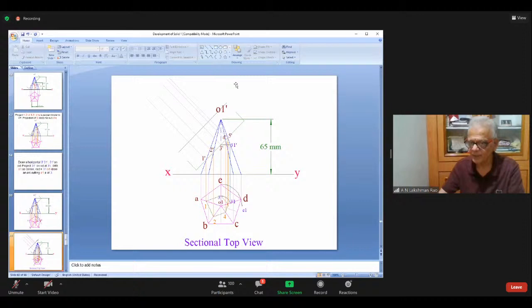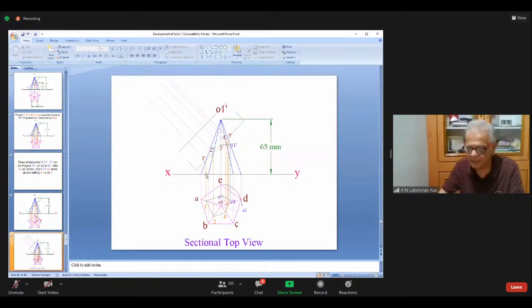To draw the true shape, draw a line from here, parallel to the section. From 1, 2, 3, 4, draw perpendiculars to this new reference line. From XY, the old reference line, mark distances. Take distances from XY to points 1, 2, 3, 4.